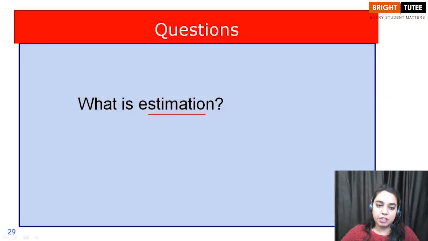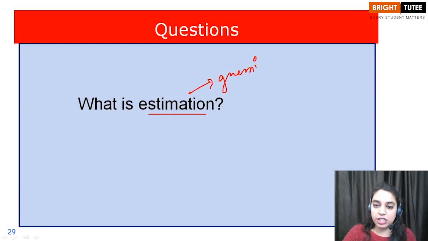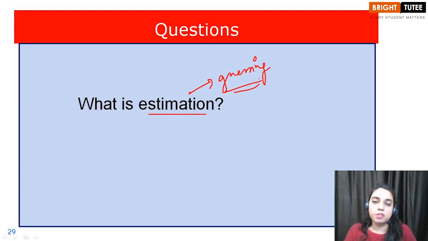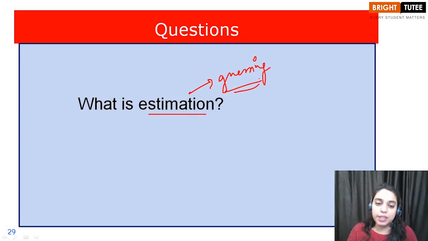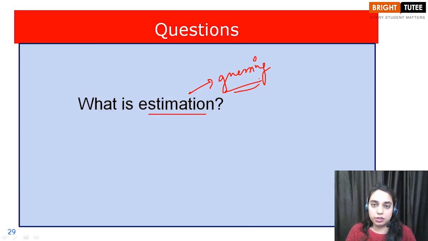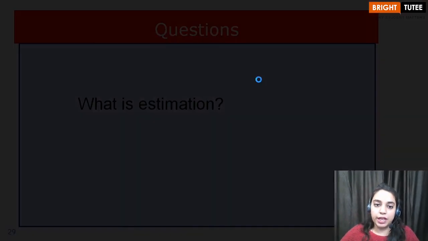What is estimation? Children, when we are not actually measuring something, we are just guessing. We are just guessing or we are giving the approximate idea about the dimensions of something. We say that we have estimated it to be approximately equal to some, say 2 hand span. This is just approximate measurement. Okay. Let's move ahead to the next question.